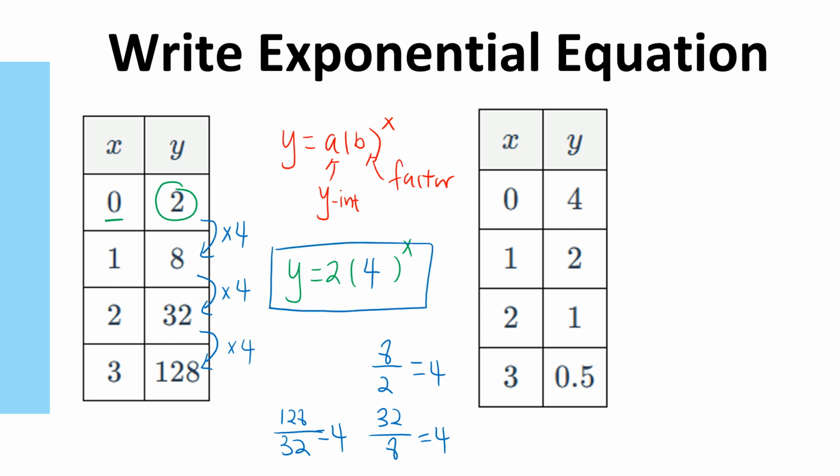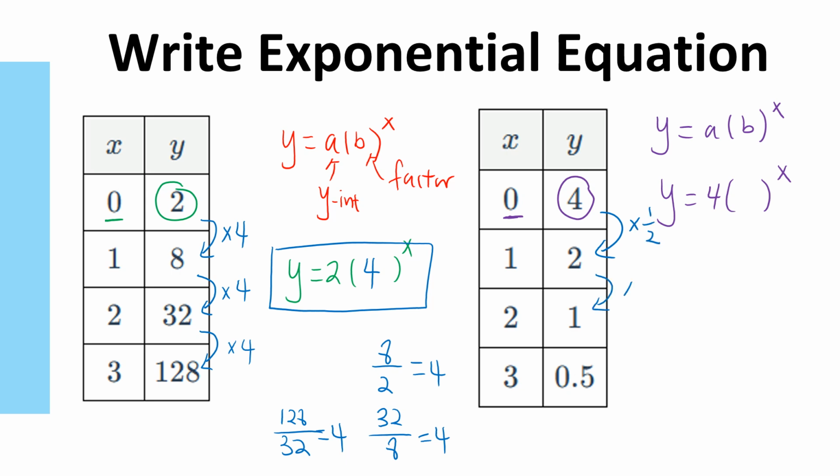For the next table, we do the same thing. So we have y equals a times b to the x. Again, our a value is 4 here because our x value is 0. So we have y equals 4 times b to the x. To figure out 4 times what number will give you 2, we know that 4 times half will give you 2. 2 times half is 1. And 1 times half will give you 0.5.